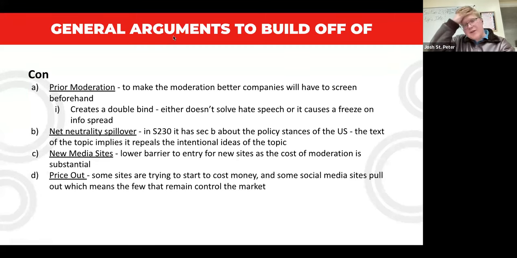And on con, there's a few that I'm going to talk about. Prior moderation is the first one. The moderation of companies becomes a lot more selective in these ways. To make the moderation better, companies have to screen possibly beforehand in order to effectively attack things like hate speech.